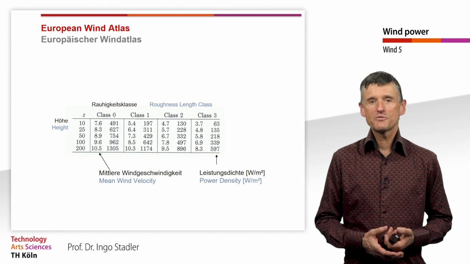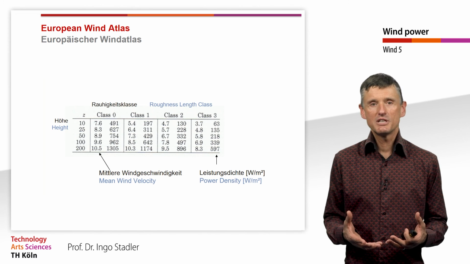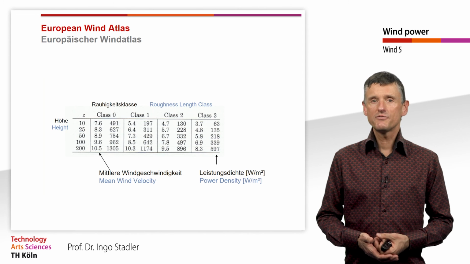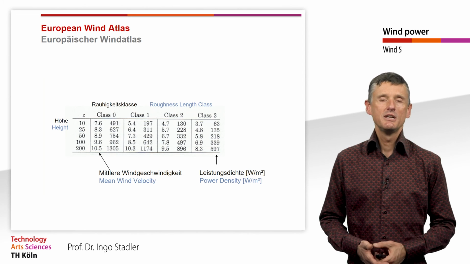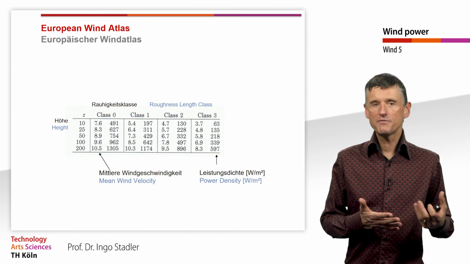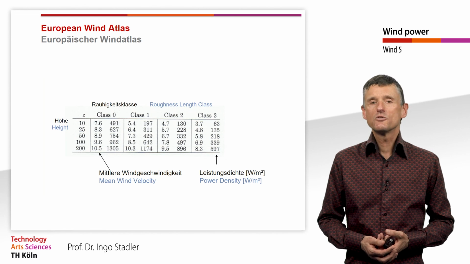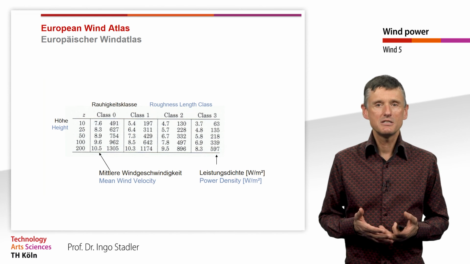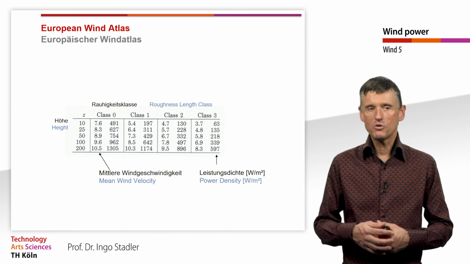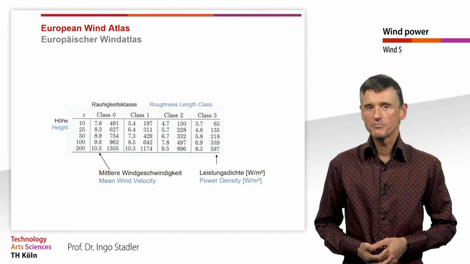And that finishes with this small table where once more we have the different heights from 10 to 200 meters. And again, we have the roughness classes 0 to 3. And then for every height and class, we have the left number, that is the mean wind velocity we have there. And the right number is the power density in watts per square meter. That means how much wind power we have on average on 1 square meter of rotor area.